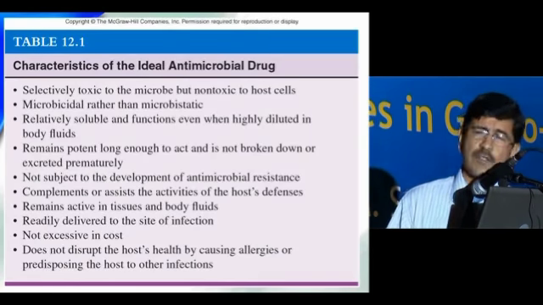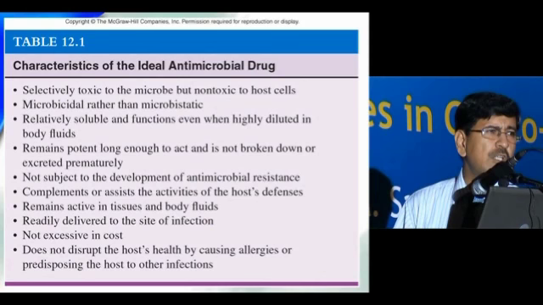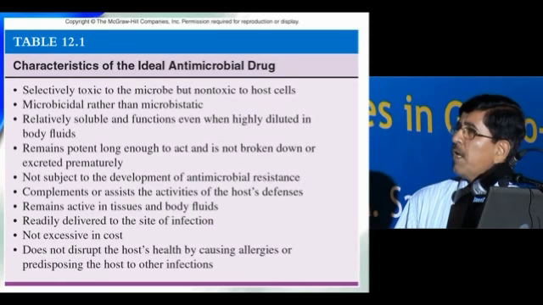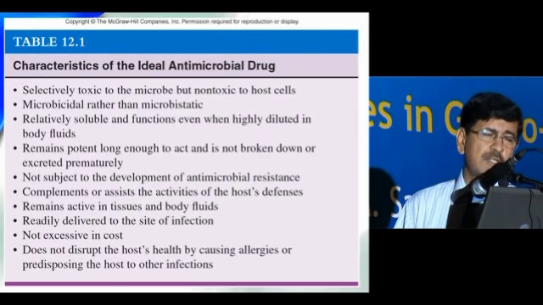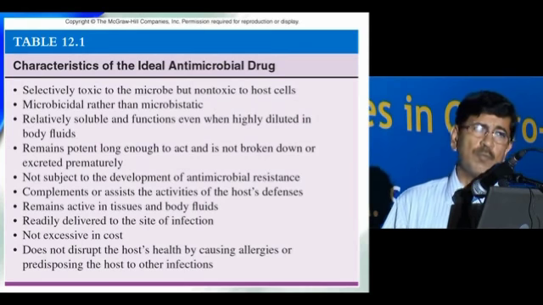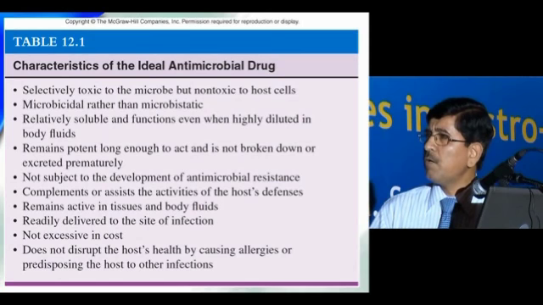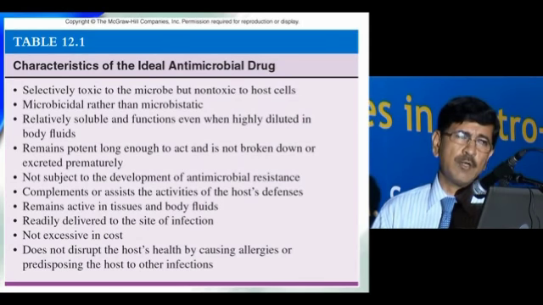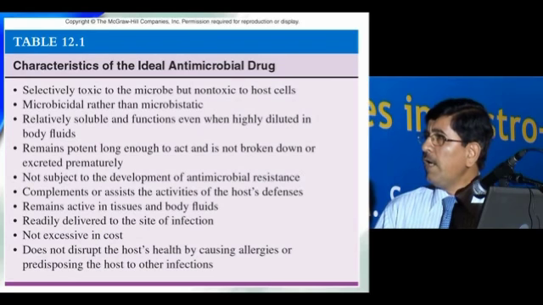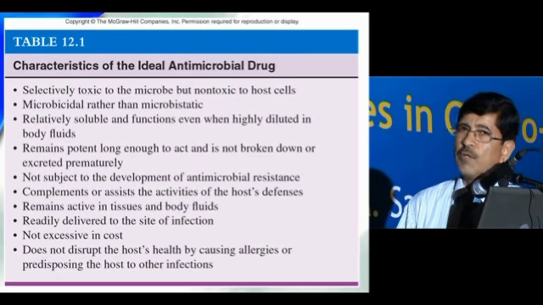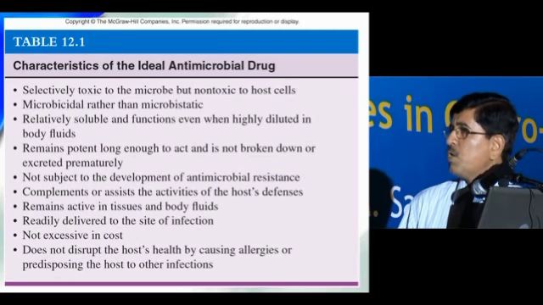The antibiotic or antimicrobial drug should have certain characteristics. Selectively toxic to the microbe and non-toxic to the host cells. It should be microbicidal rather than microbiostatic. Relatively soluble and functions even when highly diluted in body fluids, which means it should spread all over the body. It should remain potent long enough to act and not be broken down or excreted prematurely. Not subject to the development of antimicrobial resistance.